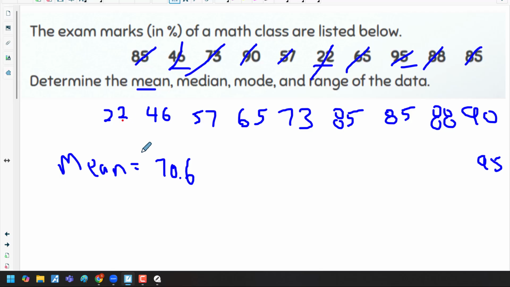So we have 10 numbers, remember? So it's going to be around the 5th number. So 1, 2, 3, 4, 5. This is the 5th number this way. 1, 2, 3, 4, 5. This is the 5th number here.